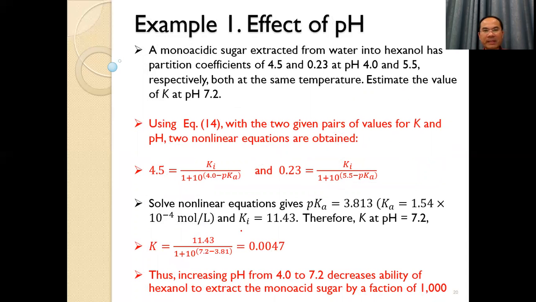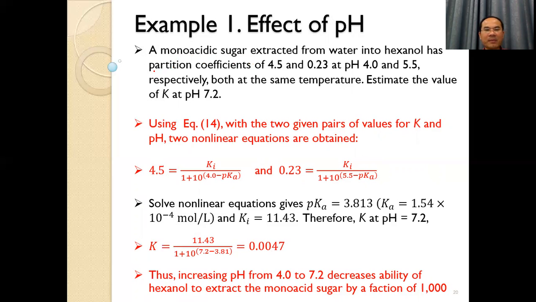And I'll give you some examples to calculate the effect of pH on the K value. Monoacidic sugar. For this case, we can extract from the water by using hexanol as the organic solvent.